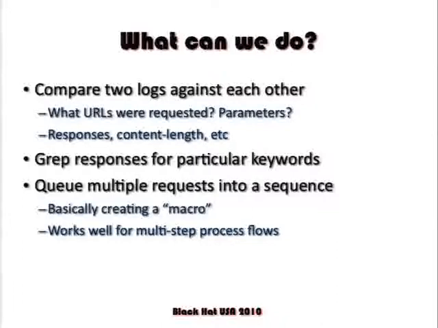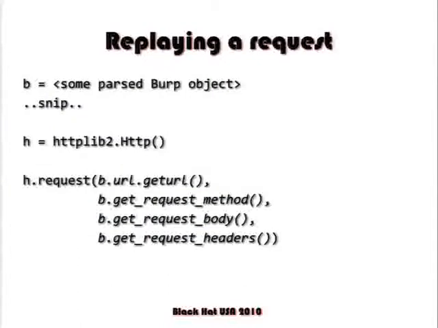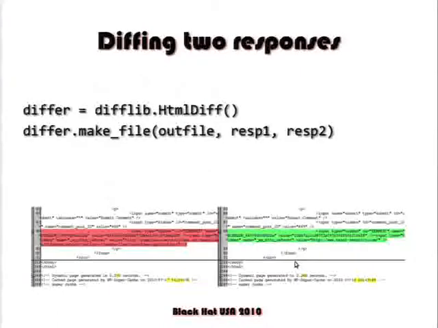Also a login sequence. Yeah, a login sequence as well is perfect. And replaying a request with httplib2 is literally as simple as 3 lines of code. Another nice thing is that inside the Python standard library, there's a module called difflib. What we could do is output a diff comparison of 2 responses and easily identify the differences in the HTML, so we could visually see what has changed in a response.